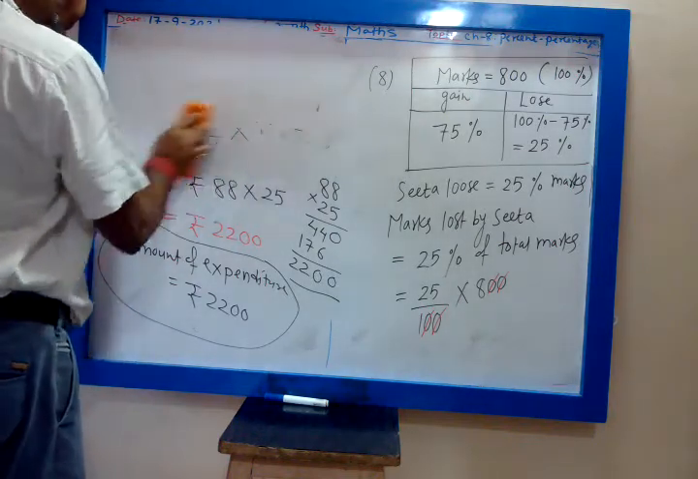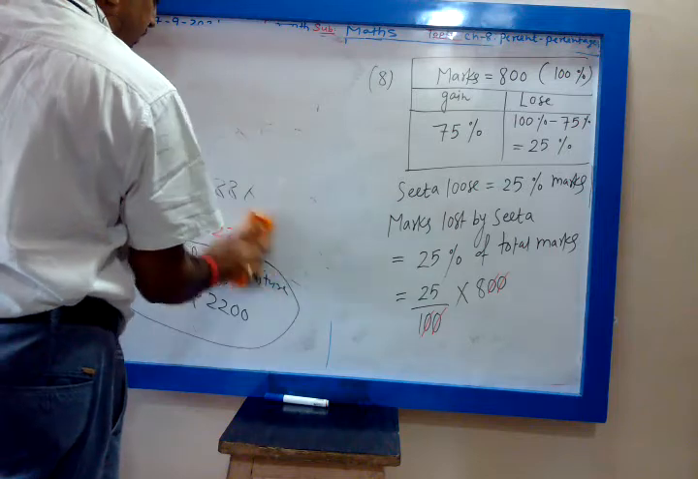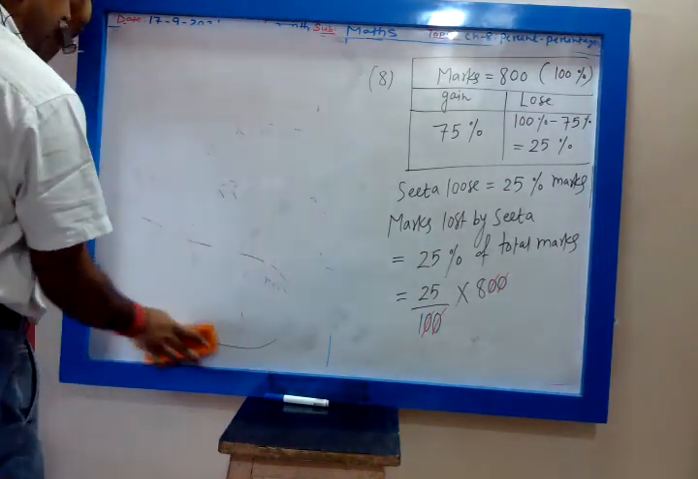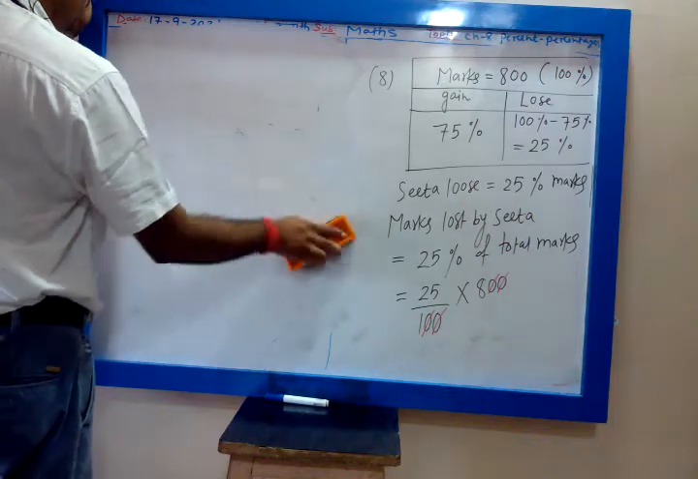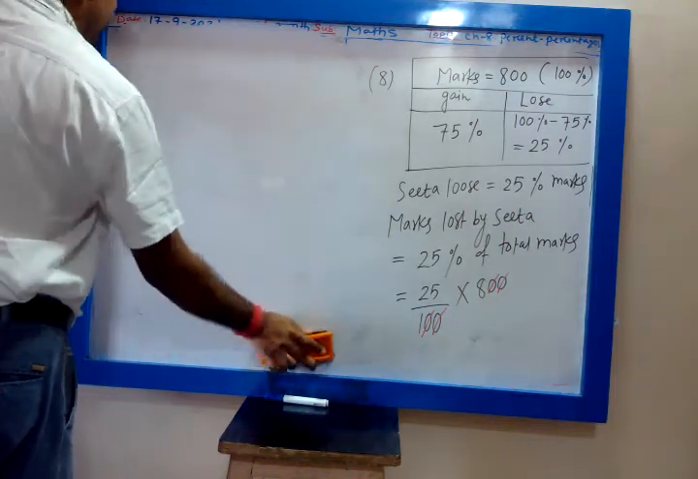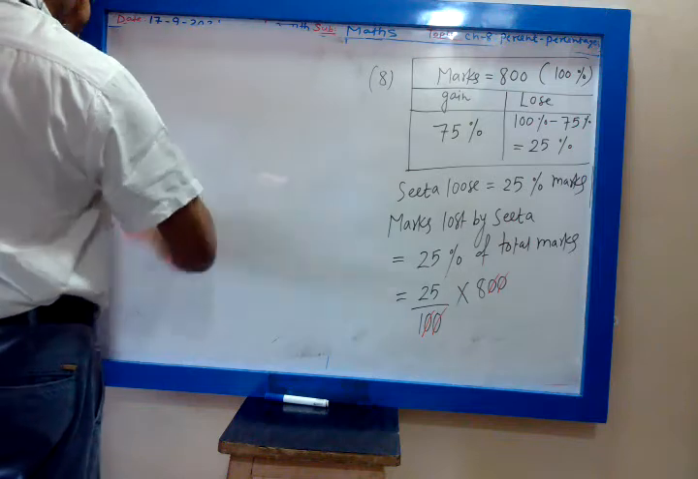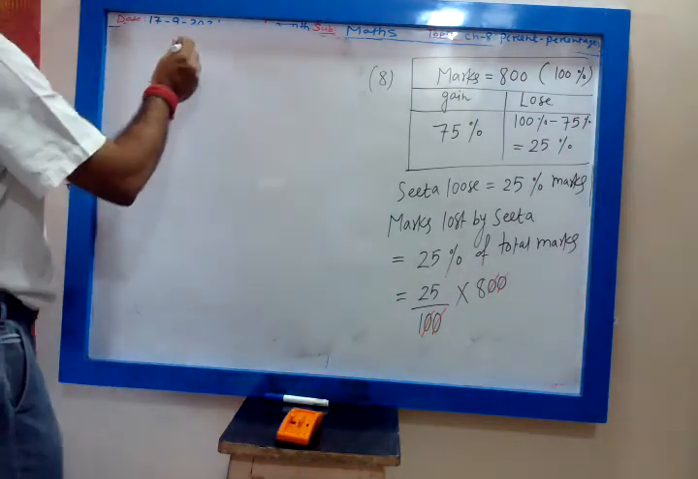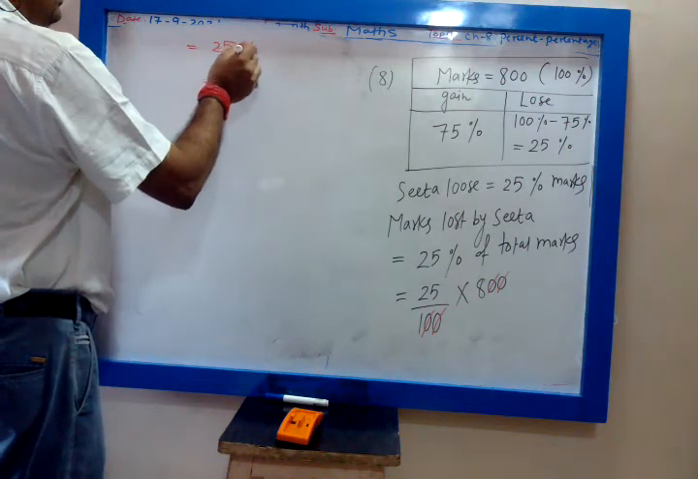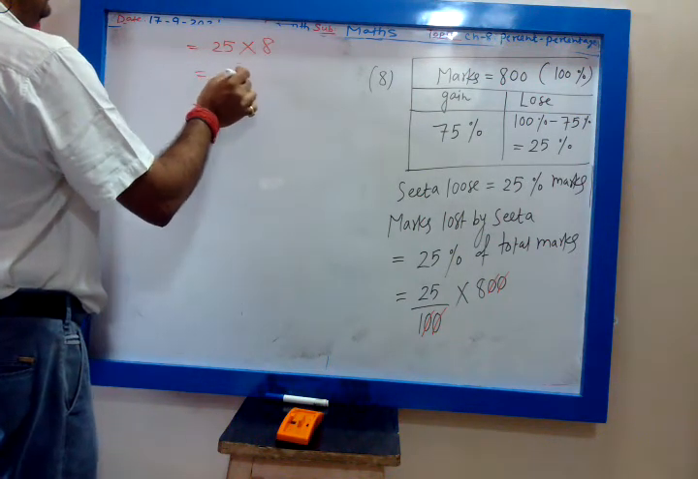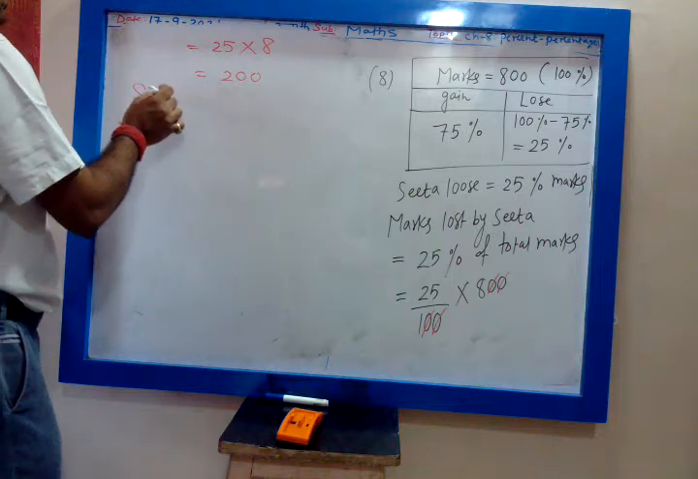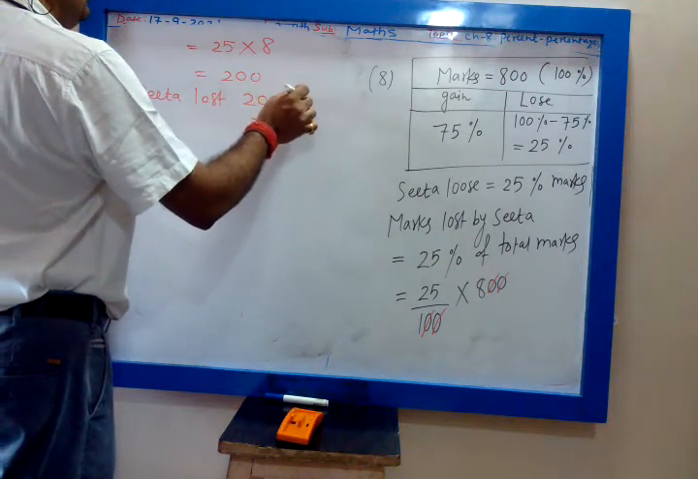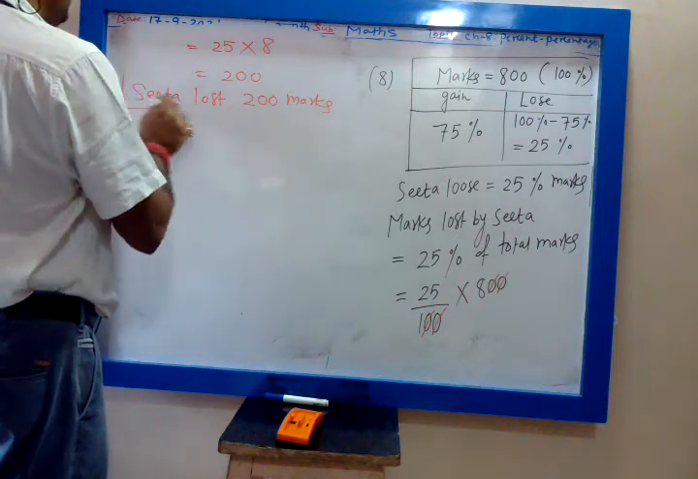So she lost 200 marks. Out of 800, she lost 200 marks. So Sita lost 200 marks. 25 into 8 is 200. So you will write, Sita lost 200 marks out of 800.